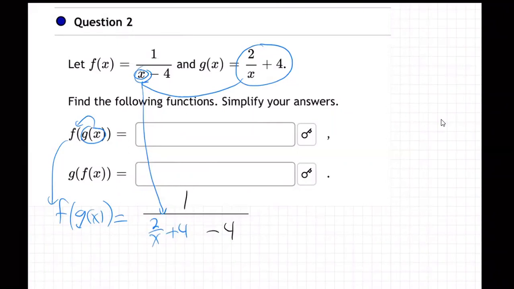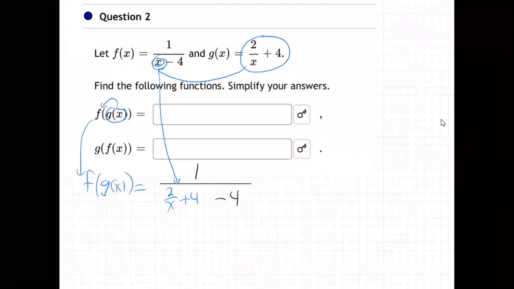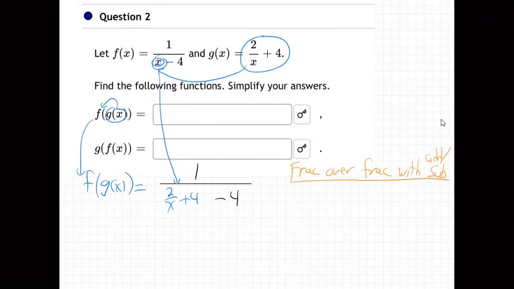Now we got to clean this up. We have to clean up this mess. And this is the part I really want to help you with. When you have fractions over fractions with adding/subtracting, what do you do about that? How do you handle that? That's really important. It's going to come up a lot in this class. And if you move on to calculus, same thing, it comes up a lot.